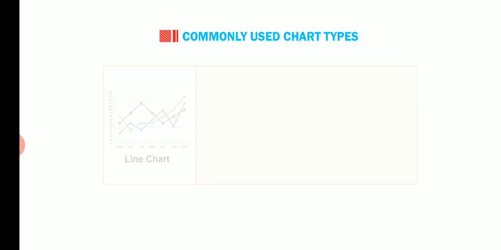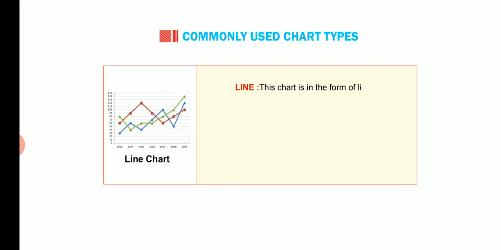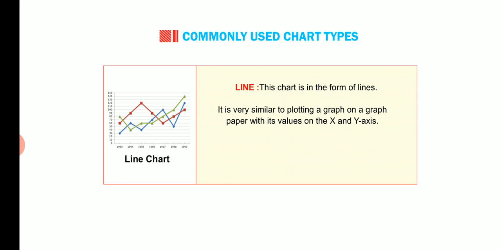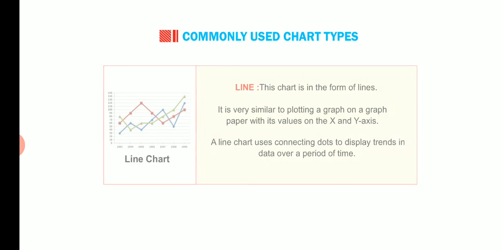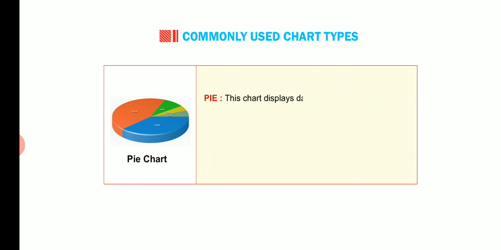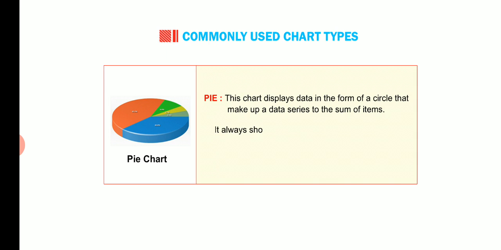Line chart is in the form of lines. It is very similar to plotting a graph on a graph paper with its values on the x and y axis. A line chart uses connecting dots to display trends in data over a period of time. Pie chart displays data in the form of a circle that makes up a data series to the sum of items. It always shows only one data series and is useful when you want to emphasize on a significant element.